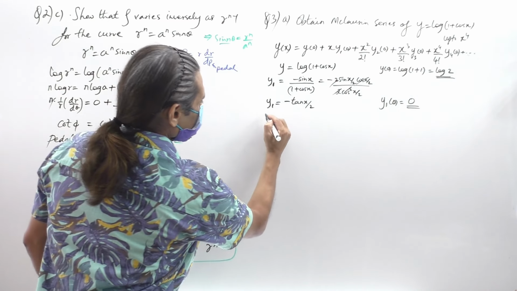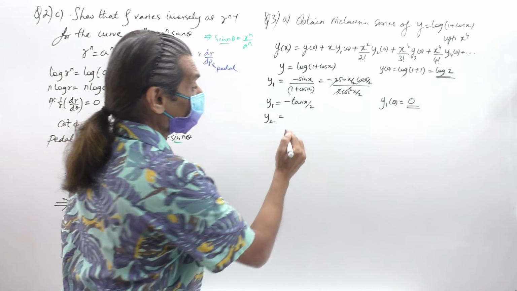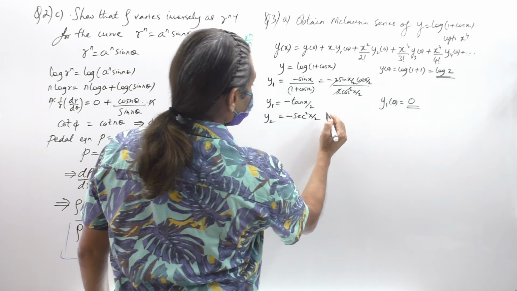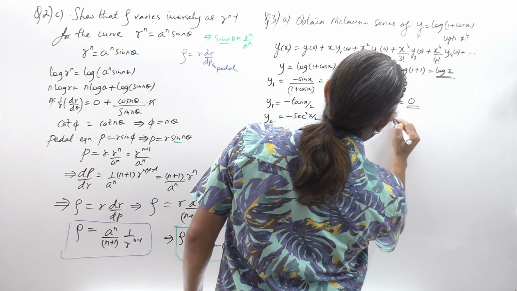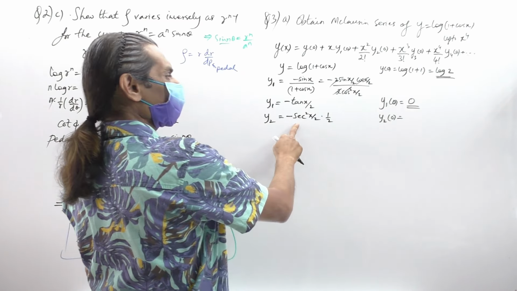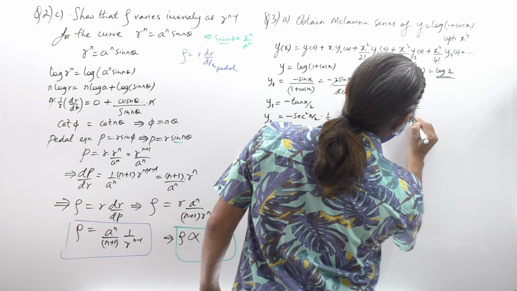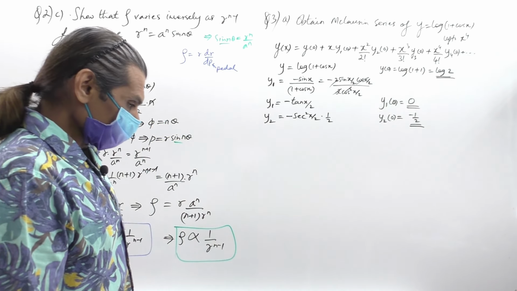Okay. Next, y2 will be the differentiation of tan x, which is secant square x. So for minus tan x by 2 it will be minus secant square x by 2. The minus sign is there. Again, differentiation of x by 2 is 1 by 2. That is y2 of 0 is equal to minus 1 by 2 times secant 0 square. Secant 0 is 1 because cos 0 is 1. So this will be minus 1 by 2. Done.